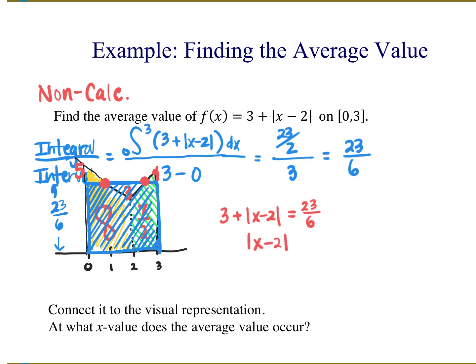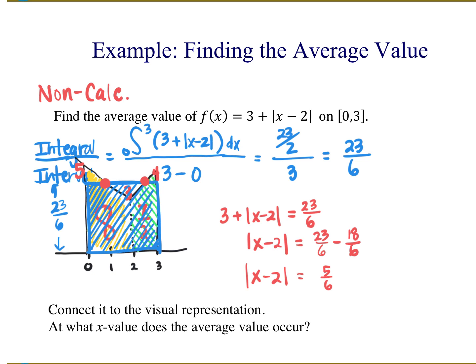Okay, first you've got to move the 3 to the other side. That would be 23/6 minus 3, which I can change to a common denominator. Instead of 3, what should I use? 18/6, okay? So that would be the absolute value of x minus 2 equals 5/6. Okay, so I got rid of the 3. What's the next thing to get rid of?